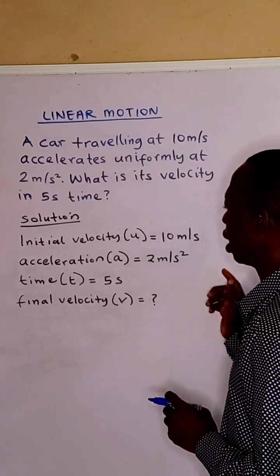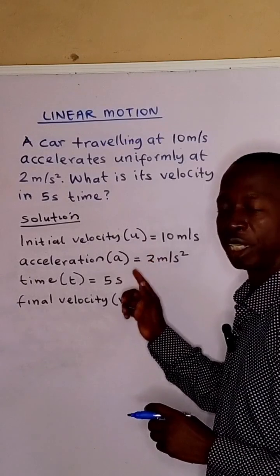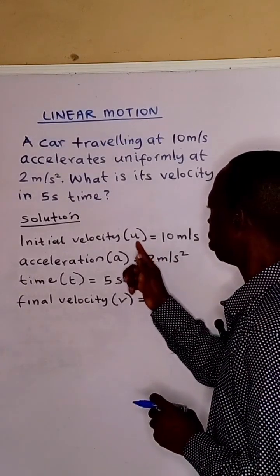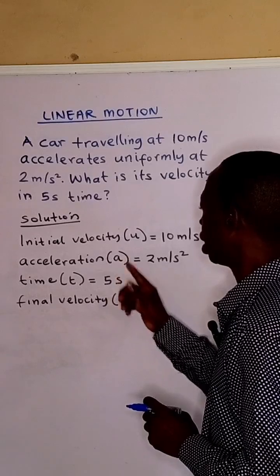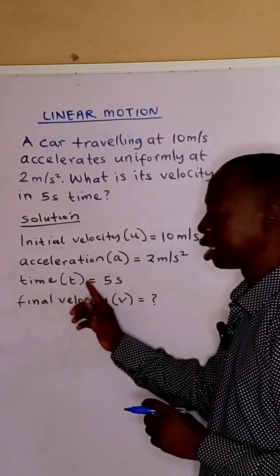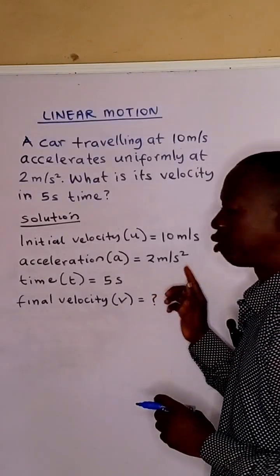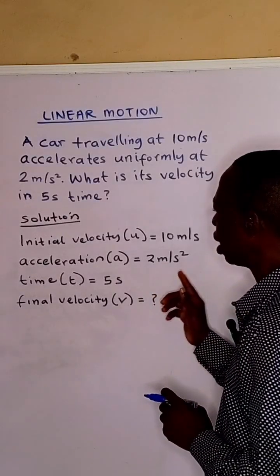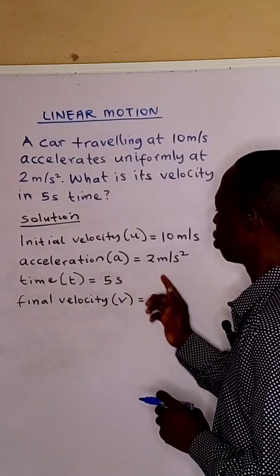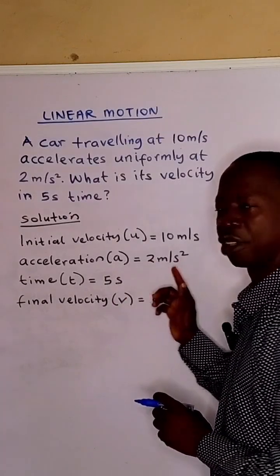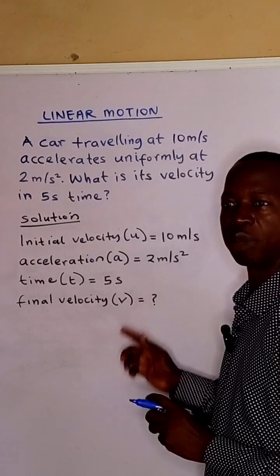So at this junction, we now decide which of the equations of linear motion to use. Now, how do we decide that? We look at the values we have been given. We have been given U, we have been given A, we have been given T, and we are looking for V. Out of the three equations of linear motion, the one that correctly captures all the given values is the first equation of linear motion.